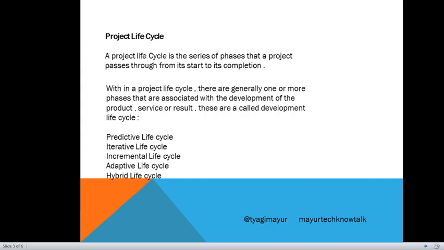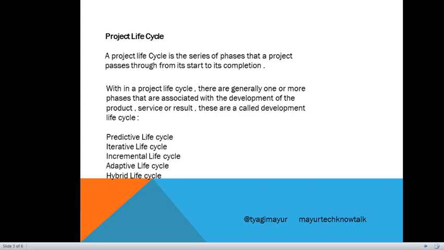Incremental is when the deliverable is produced through a series of iterations that successively add functionality with a predetermined time frame. Adaptive are also referred to as agile or change driven, and hybrid is a combination of predictive and adaptive life cycle. So it is up to the project management team to determine the best life cycle for each project.